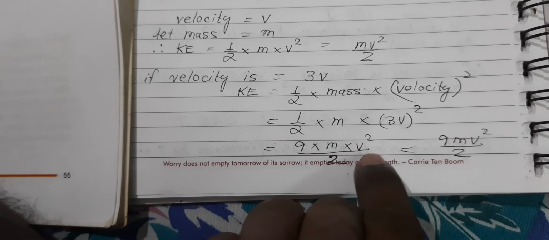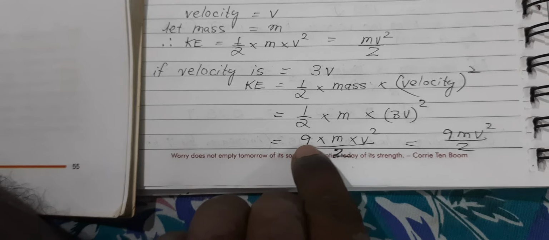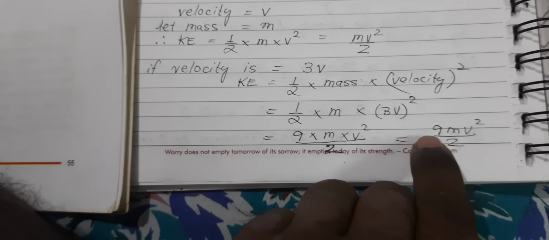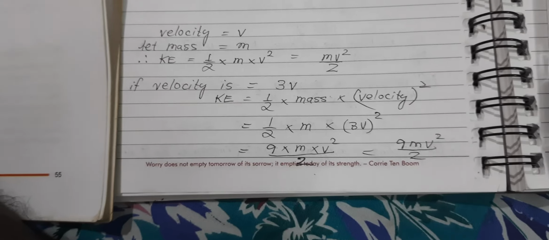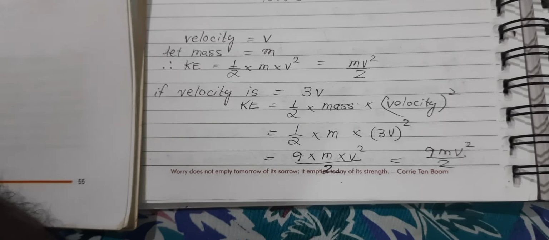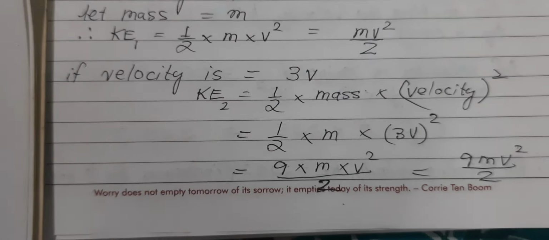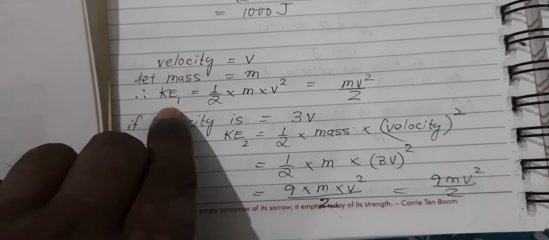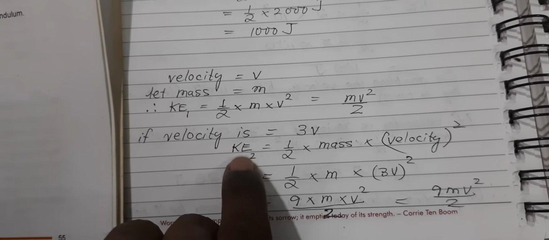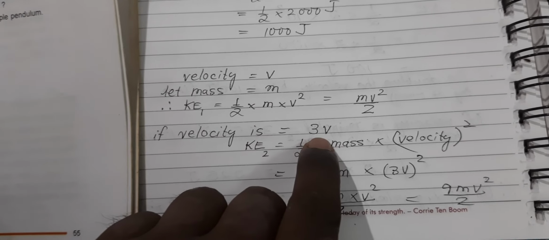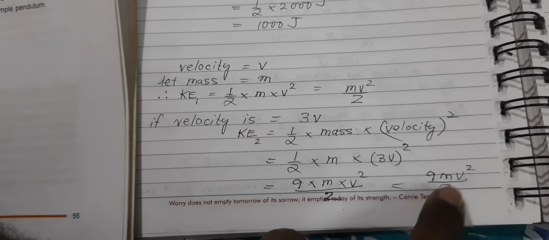V square is v square only, and you have this m. So you can write this whole thing as 9 mv square divided by 2. This was the kinetic energy when the velocity was normal. This was the kinetic energy when the velocity increased 3 times, tripled. This is the kinetic energy.